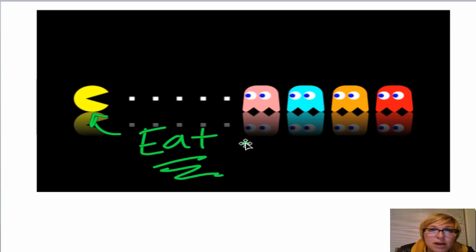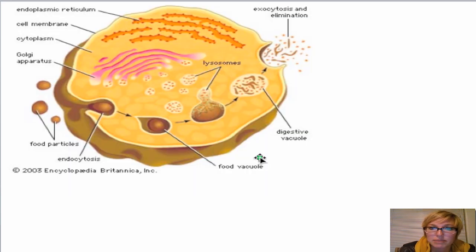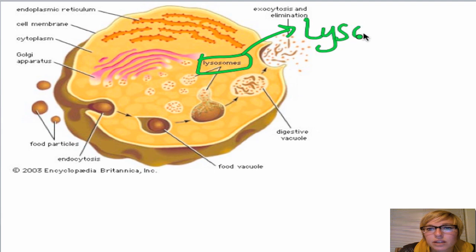Now, cells don't have a mouth or teeth or stomachs or digestive tracts, but they have specific organelles and structures that help them ingest and digest food to give them the raw materials to make those proteins and those carbohydrates and those lipids. So let's take a look at what they are. This is a picture of a cell, obviously, and the key organelle I want to talk about is an organelle called a lysosome.